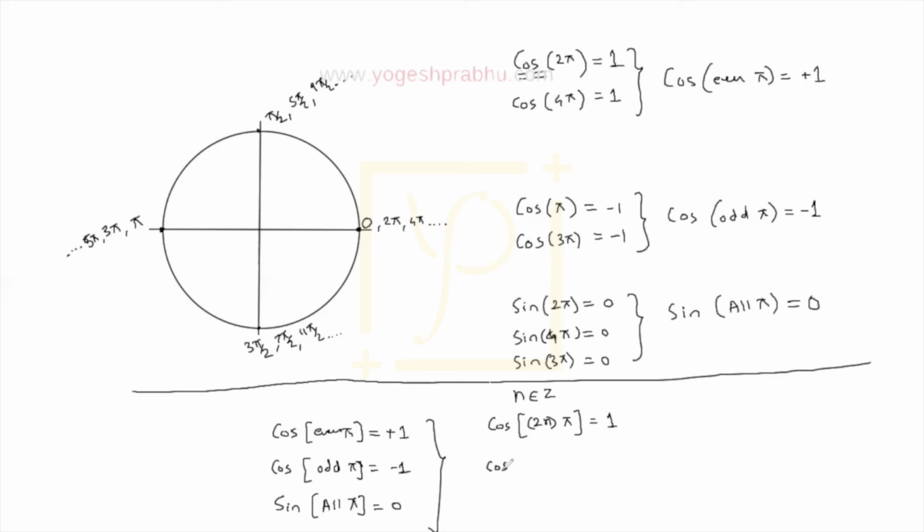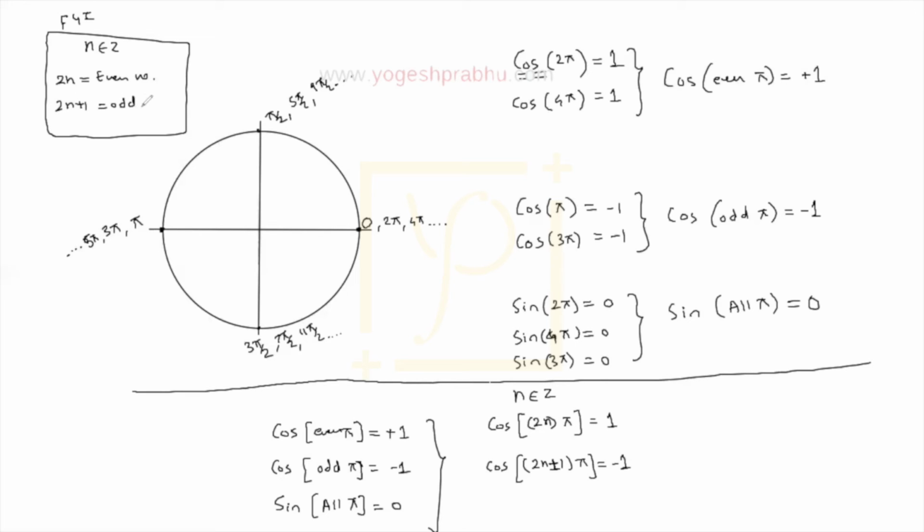Now for odd, we will write like this. Cos of 2n plus 1. Now this here, 2n plus 1 is always an odd number. And for cos of odd pi, the answer is minus 1. And if you have cos of 2n plus 1, or 2n minus 1, this is going to give you an odd number. So FYI, say n is an integer, then 2n simply is an even number. 2n plus 1 is an odd number, and 2n minus 1 is also an odd number.